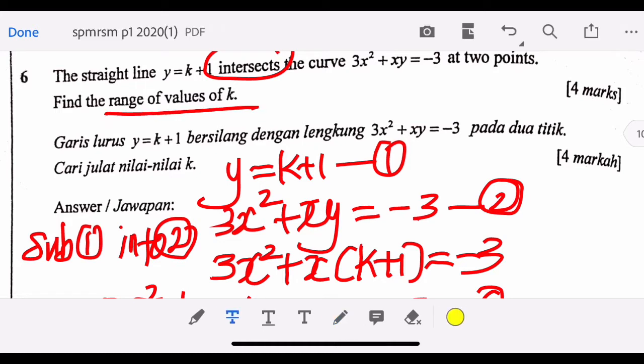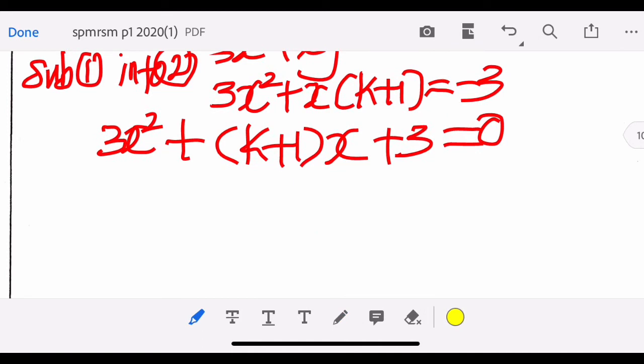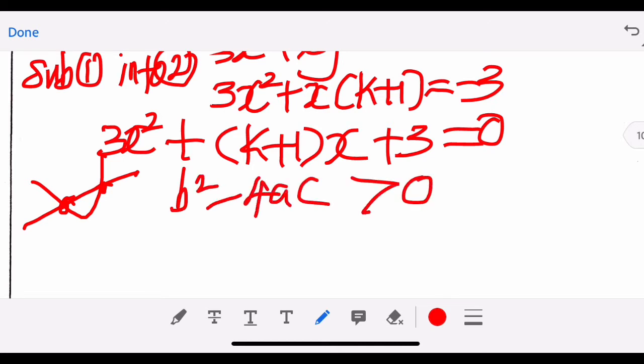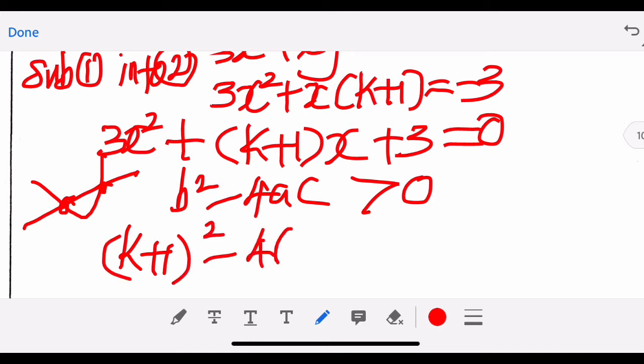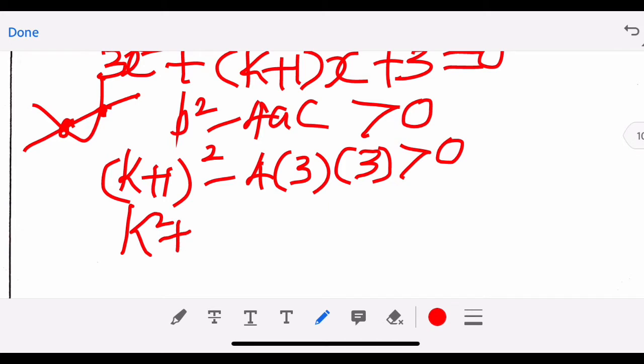Intersect at 2 points. So the meaning is like this: we have one straight line and the curve, so we have two values of x, two solutions. So we say b squared minus 4ac more than 0. So (k plus 1) squared minus 4 times 3 more than 0. So let's solve the inequality.